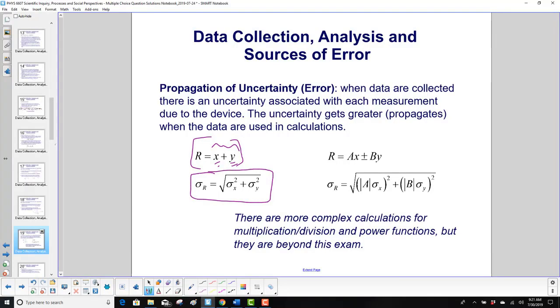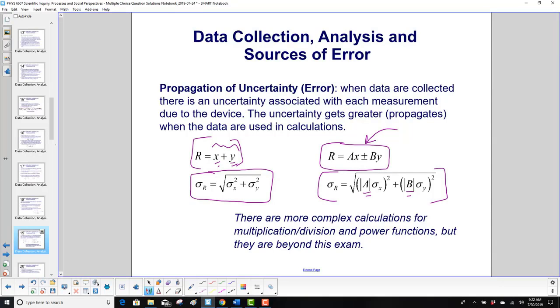It's the square root of the sum of the squares of each uncertainty. What if you have an equation that is a constant times x plus or minus another constant times y? This time, our propagation equation is this right here. And notice how we've added in the constant within the parentheses, so that gets squared along with the uncertainty. It's also an absolute value. So whether this is minus or plus, you get the same propagation formula.